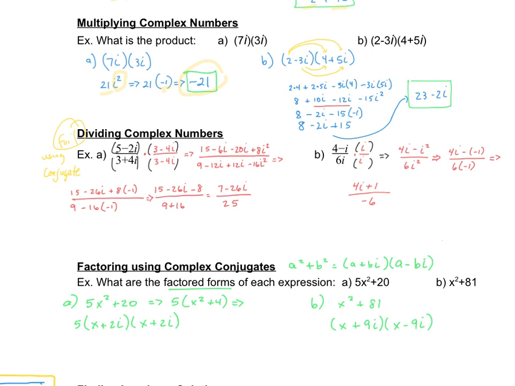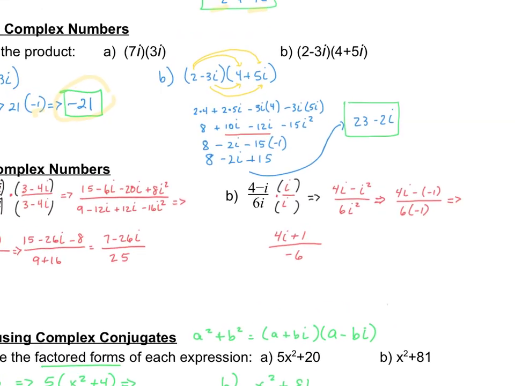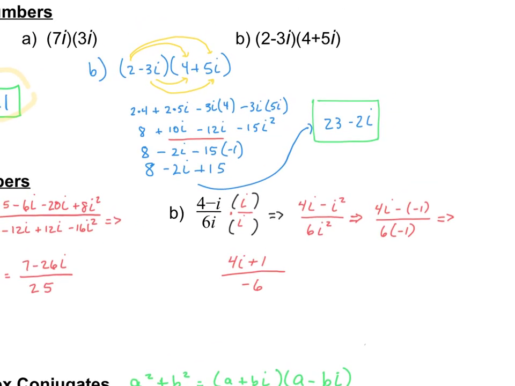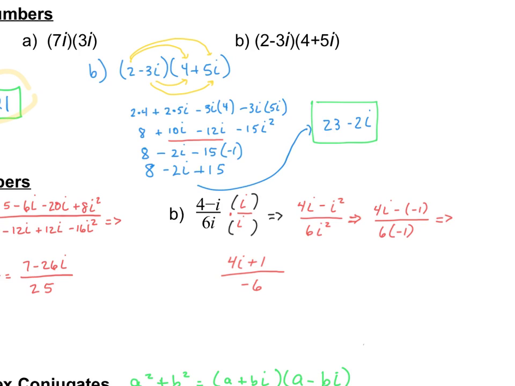Let's see here, for the second value, we have to do the FOIL method. We're looking at two binomials, and we are going to have to make sure that we multiply 2 times the entire binomial and -3i times the entire binomial. And I've gone ahead and broken this up for you. As you can see, 2 times 4 plus 2 times 5i minus 3i times 4, and then minus 3i times 5i, and then simplify, so I end up getting 8 plus 10i minus 12i minus 15i squared.